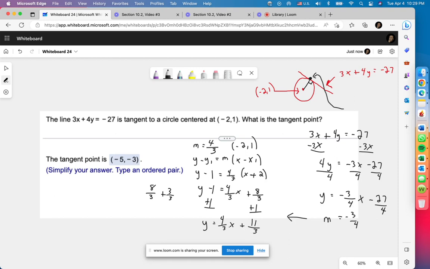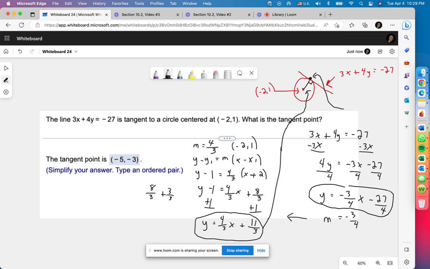Okay, so now I have two equations. You have this equation. This is the equation of the line. I'm going to draw an arrow up here. It's going to be the equation of that line. Okay, this is the equation of the tangent line. That is the equation of that line right there.